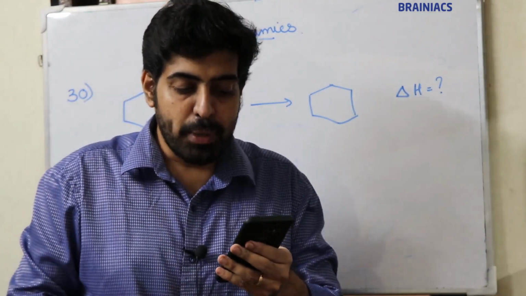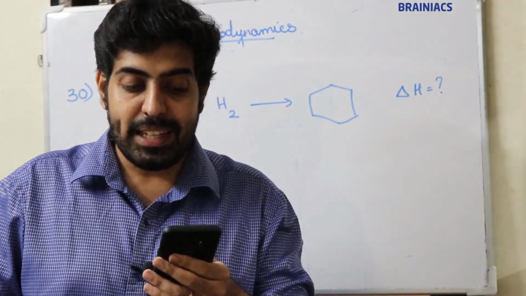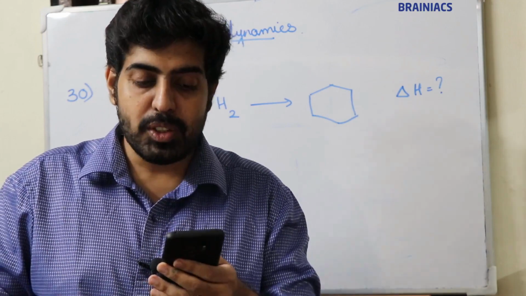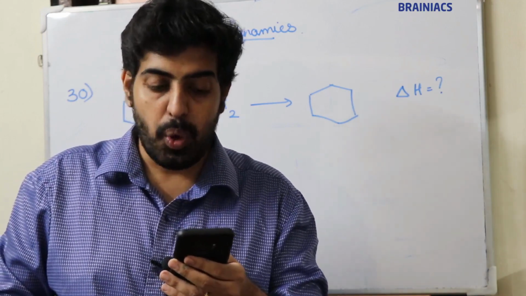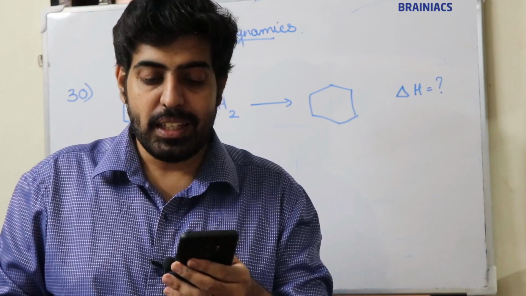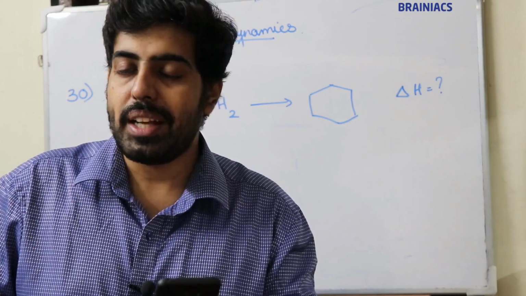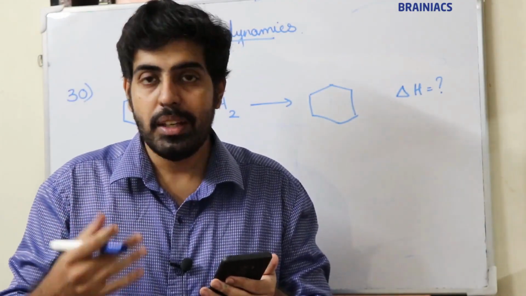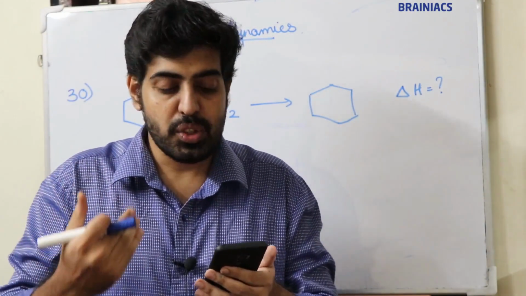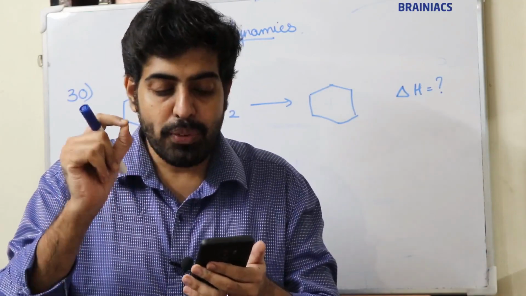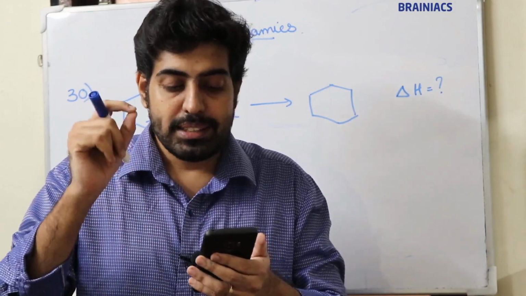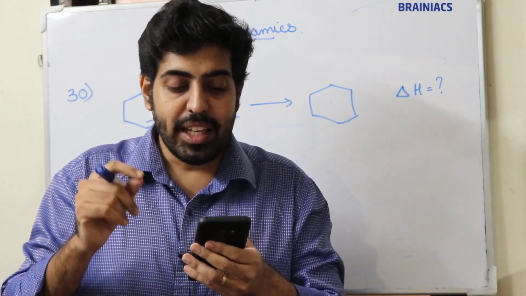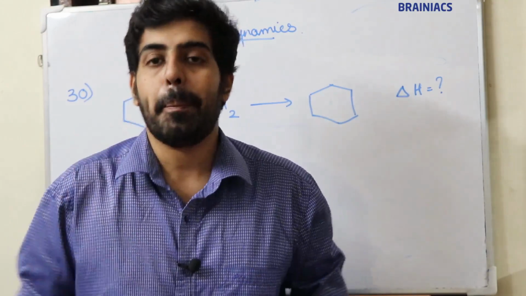The enthalpy of combustion of H2, cyclohexene and cyclohexane are minus 241, minus 3800 and minus 3920 kilojoules per mole respectively. The heat of hydrogenation of cyclohexene is, okay, we have to calculate the heat of hydrogenation of cyclohexene. The enthalpy of combustion of H2, cyclohexene and cyclohexane are given. We have to calculate the heat of hydrogenation of cyclohexene.